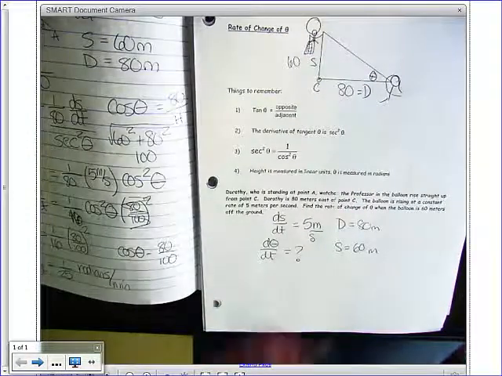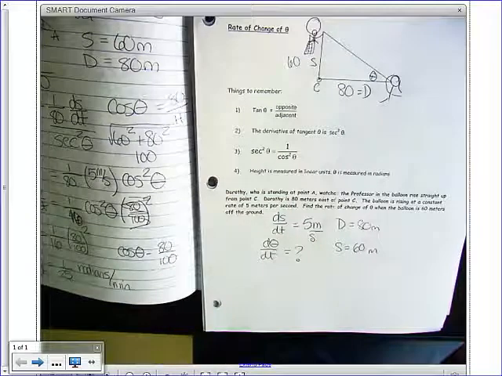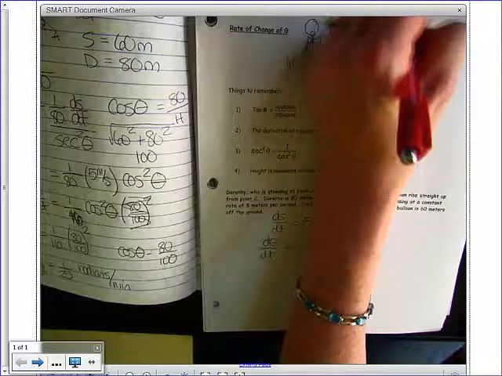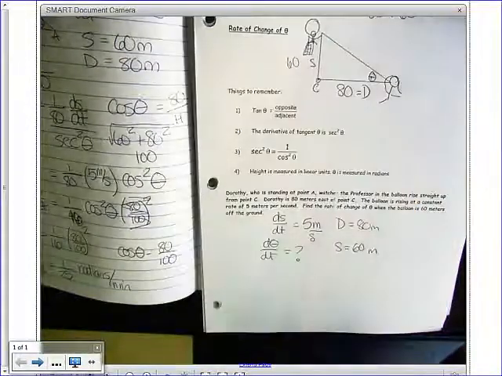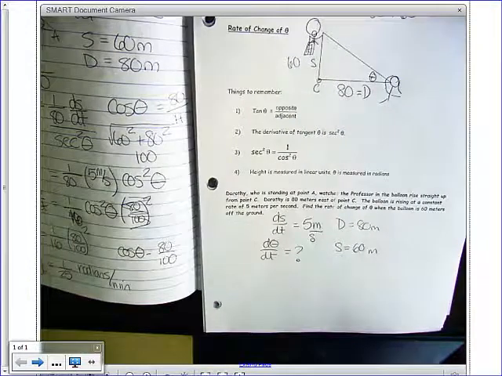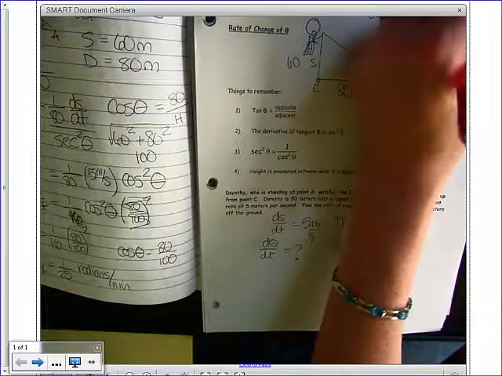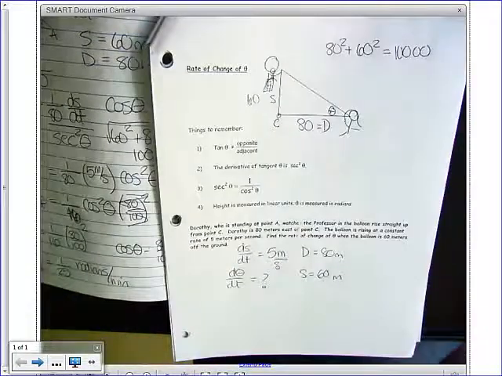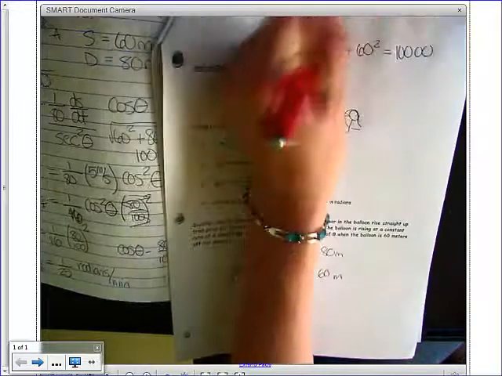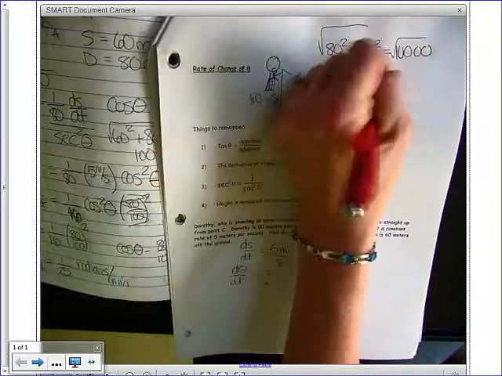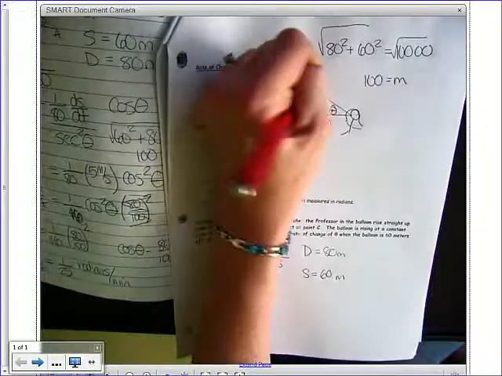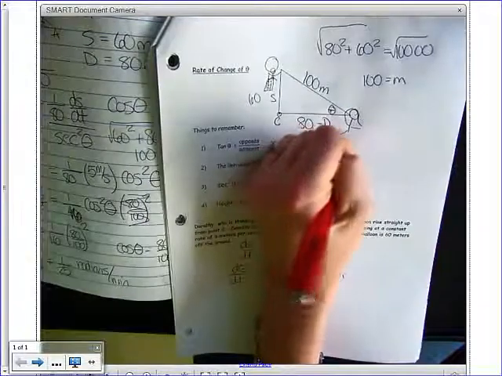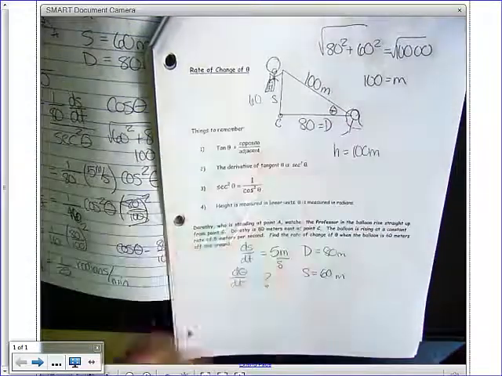Let's use Pythagorean theorem to find our third side. So I've got 80 squared plus 60 squared equals, well, that equals 10,000. Sorry, I know you can't see that. And then let's just take the square root to find the opposite side. My opposite side is 100 meters. So 100 meters is my hypotenuse. So we also know my h for this scenario will be 100 meters when I need it.